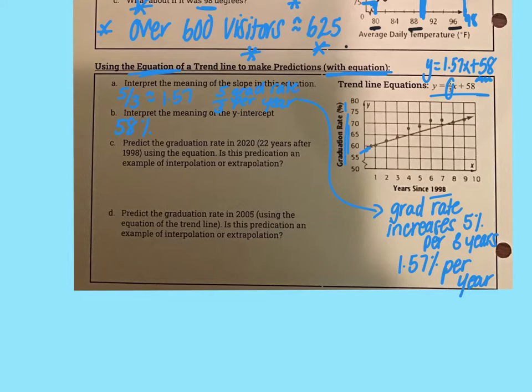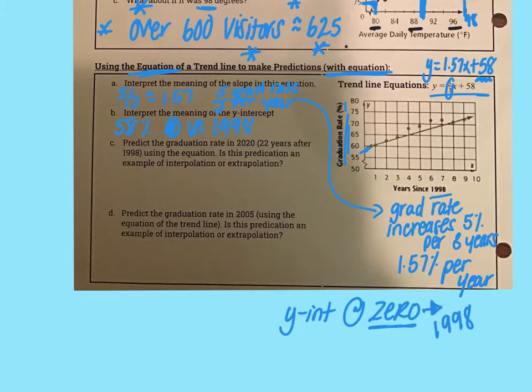Well, remember, your y-intercept is always at 0. But in this case, your 0 is 1998. So that means that your graduation rate was 58% in, I guess it's not at, it's in 1998, because that's when your graph started. Again, A and B, you're going to see today. You're going to have to tell me what the slope means, tell me what the y-intercept means, but we're going to practice that again a whole bunch tomorrow too.